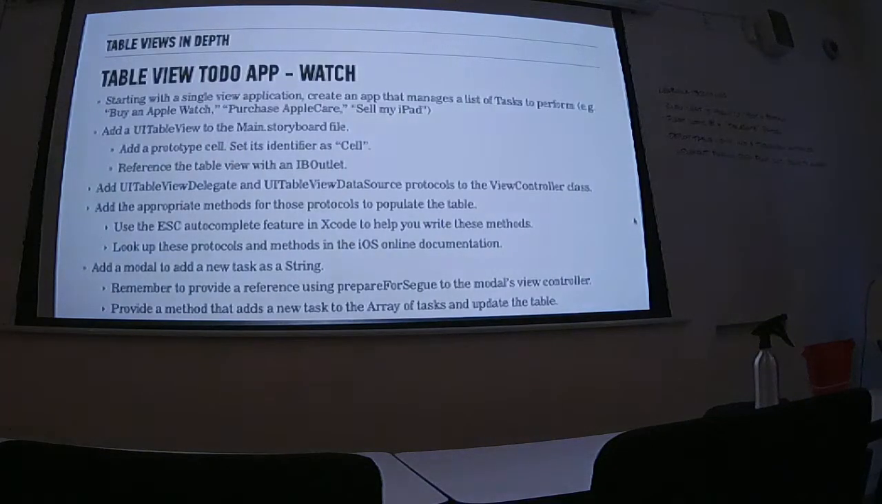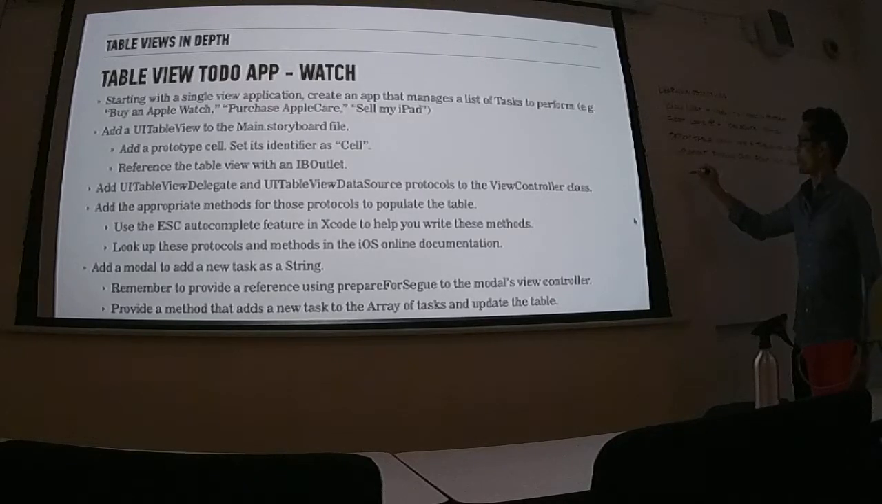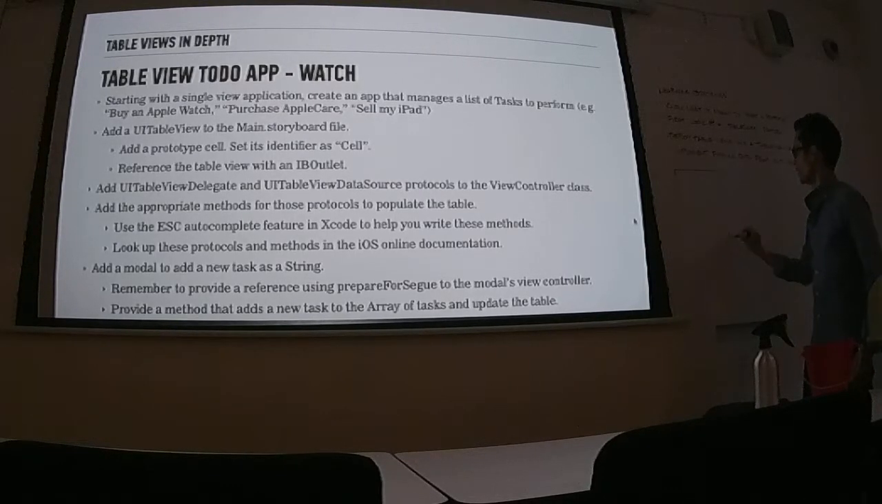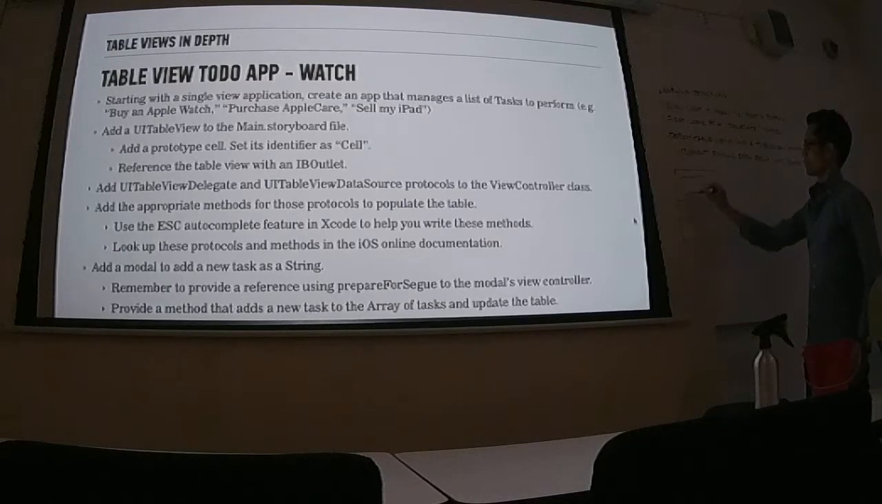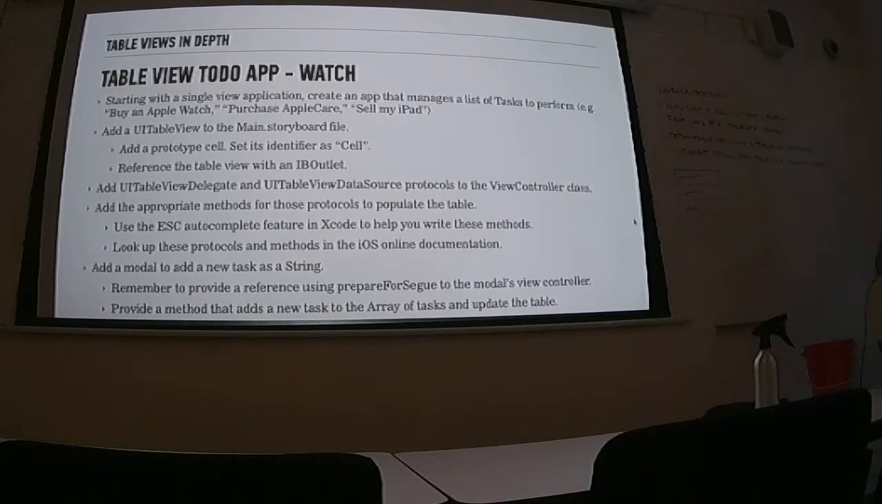This is what we're going to try to achieve. I'll put this up later as well when you try to do this yourselves. But all we're really going to try to do is, first, stage one, create a table view that has some text in it of tasks that I want to do. Buy an Apple Watch, purchase Apple Care, sell my iPad. All appropriately Apple related.